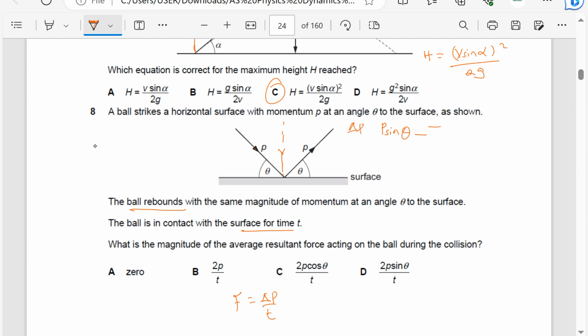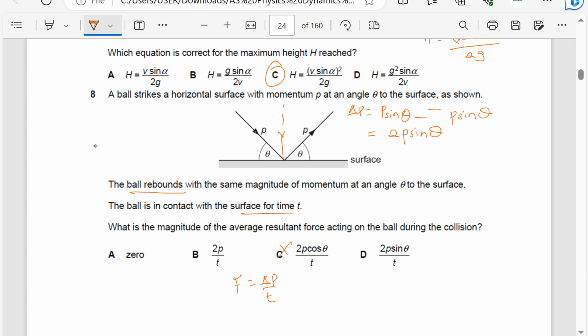So I'm finding the change in momentum. The other will be negative, so it is minus negative p again, sine theta. So in the vertical, this is going to be twice p sine theta. Of course, the average force acting on the ball must be in the vertical, not in the horizontal. That's why this is wrong. So the answer is going to be 2p sine theta divided by t.